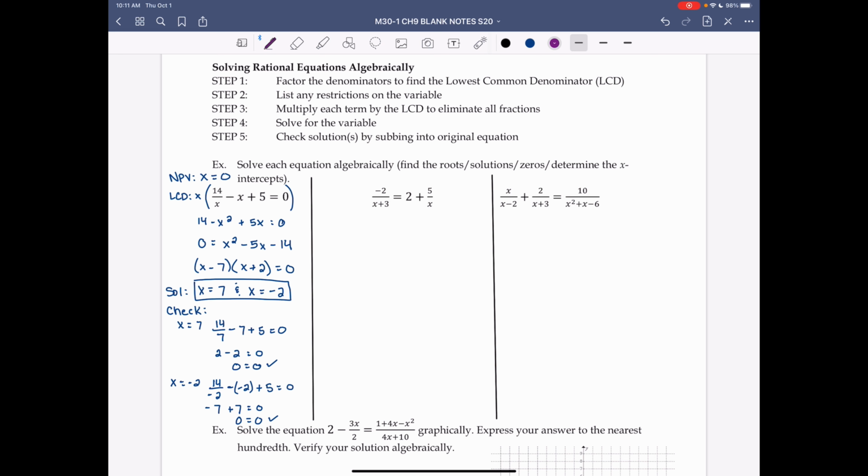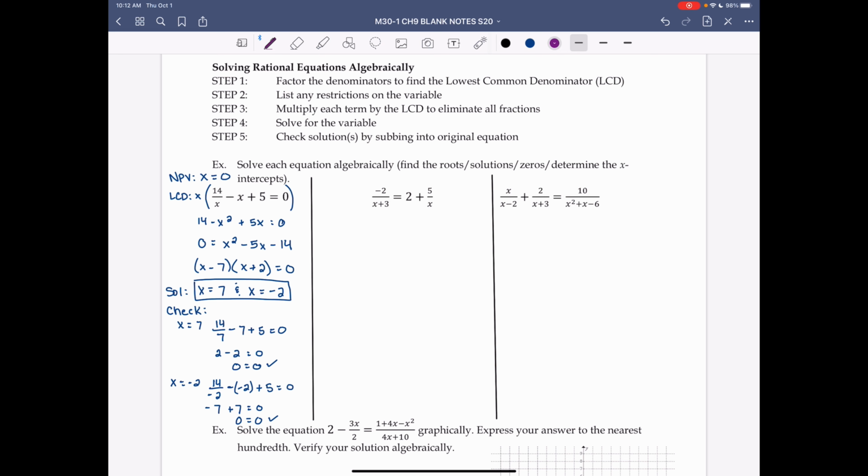Negative 2 divided by x plus 3 equals 2 plus 5 over x. Step 1, factor the denominators to find the lowest common denominator. We can't factor our denominators, so moving on. Step 2, list any restrictions on the variable.